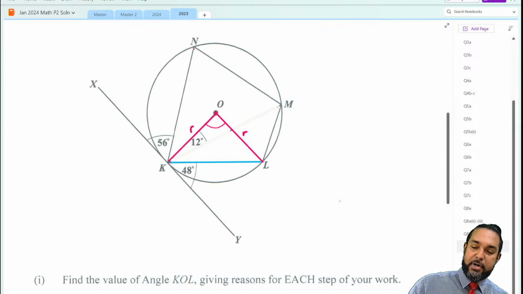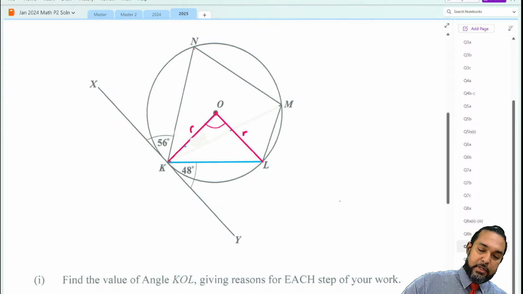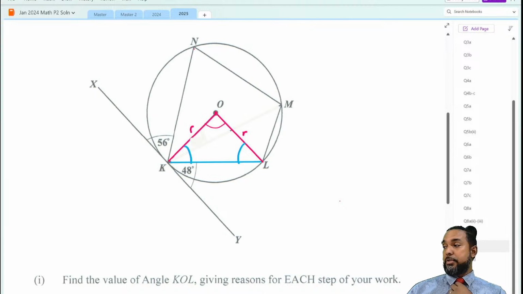If we were to close up that triangle, what kind of triangle would it be? Isosceles, right? So what is the same in an isosceles triangle? The 2 base angles, so this angle here is equal. And of course, the 2 lengths opposite the 2 equal angles.